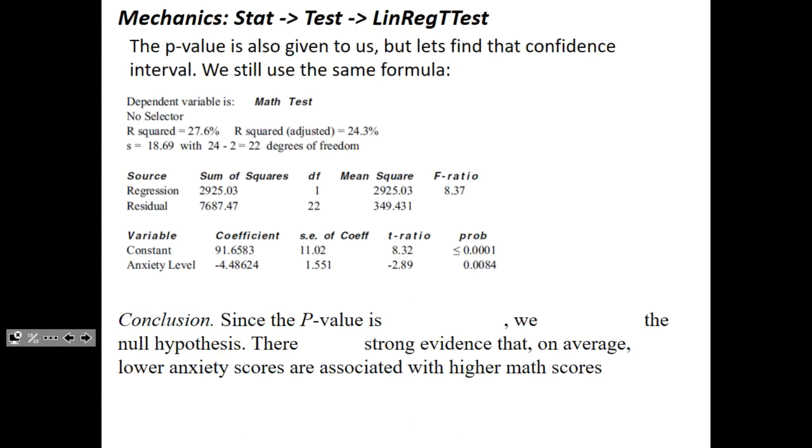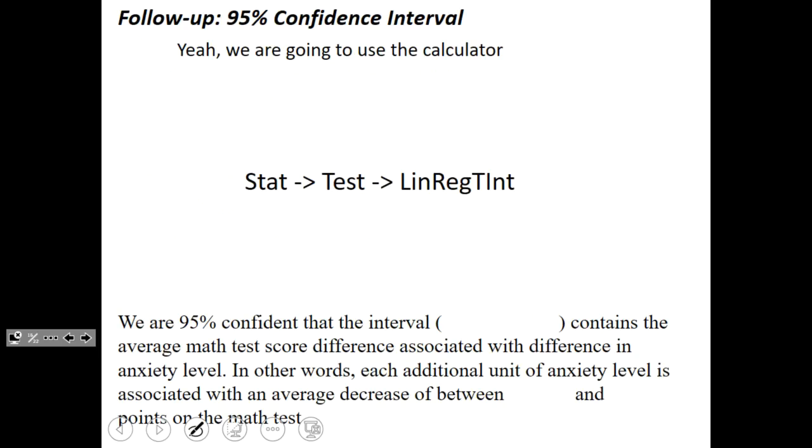Now in this, we're getting ready to run this. Our p-value is given to us here. In fact, if we look, we can see it. But we can find it another way by using our confidence interval. First of all, our p-value is very small. Let's circle it. If we look, they give it to us right here. Let's make sure. Okay. So we have a very small p-value. Okay, so we would reject the null hypothesis. There is strong evidence that on average, lower anxiety scores are associated with higher math scores.